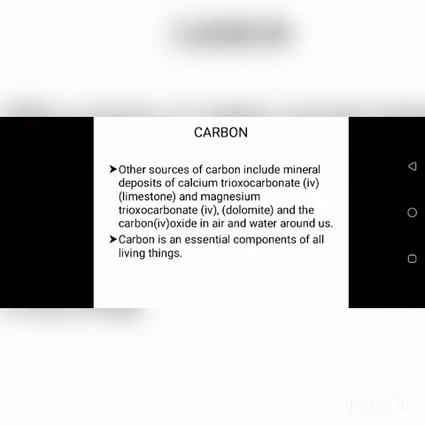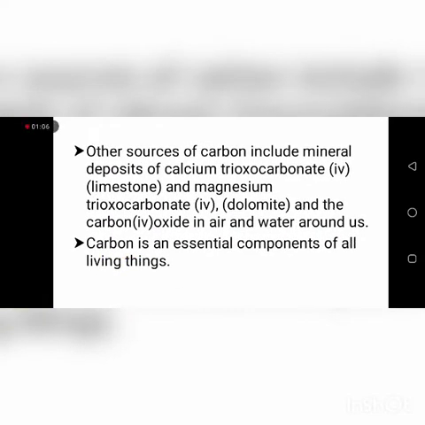So now, other sources that you can get carbon from, apart from graphite, diamond, petroleum, coal, and others. Carbon can also be gotten from mineral deposits of calcium carbonate from limestone, and it can also be gotten from magnesium carbonate, which is dolomite. And carbon can also be obtained from carbon dioxide in the air and water around us. So these are inorganic forms where carbon can be obtained.